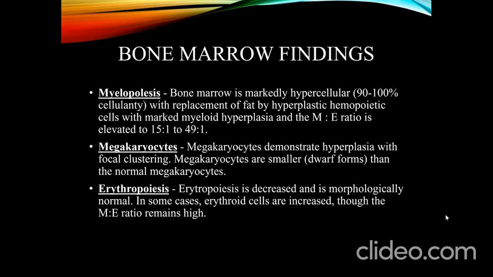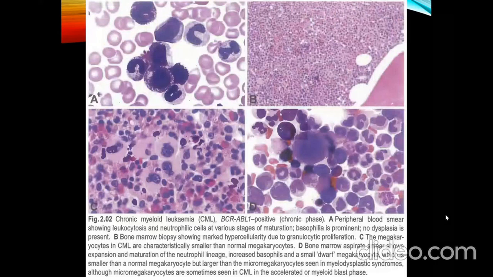Megakaryocytes are smaller dwarf forms that can be seen, and they are smaller than the normal megakaryocytes. And erythropoiesis, we see that erythropoiesis is decreased and is morphologically normal. In some cases, erythroid cells are increased, though the M:E ratio remains high.